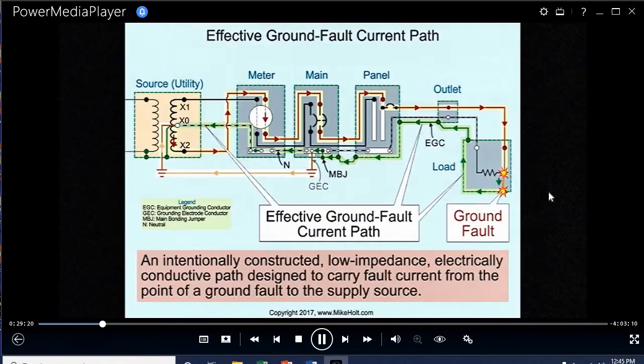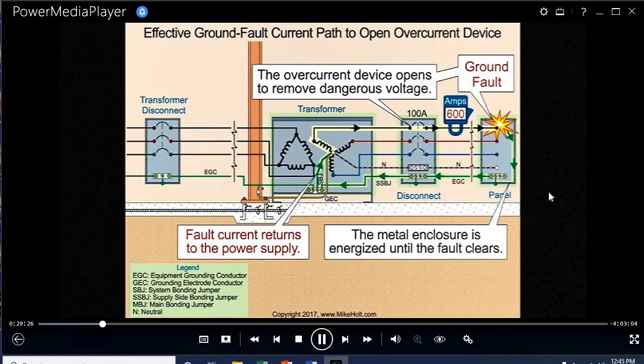Now, that was an effective ground fault current path supplied by the utility, right? Let's take another example of the effective ground fault current path if you have your own transformer in-house. Current leaves a transformer to the overcurrent device. There's a ground fault. Fault current travels on the equipment grounding conductor, travels on the supply side bonding jumper, and returns to the source.